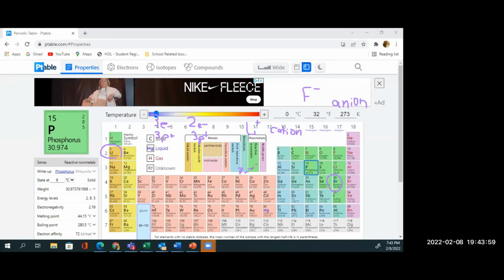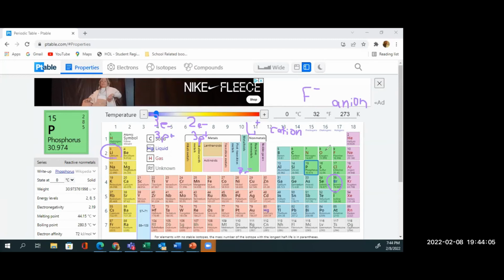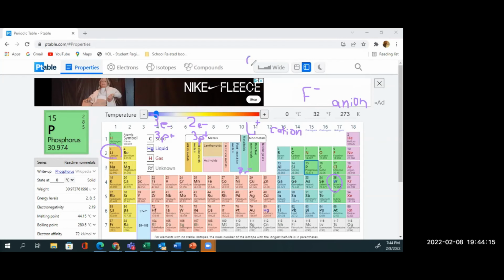Okay. Now oxygen. Oxygen is how far from being a noble gas? Are you sure? Negative 2. It's 2. 1, 2. So then the charge on that is going to be 2 minus. So we'd write it as O and then 2 minus. Okay.